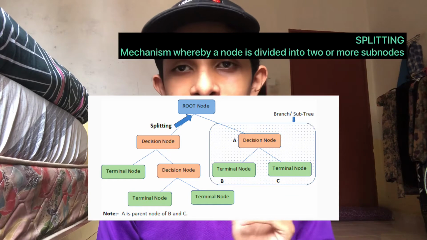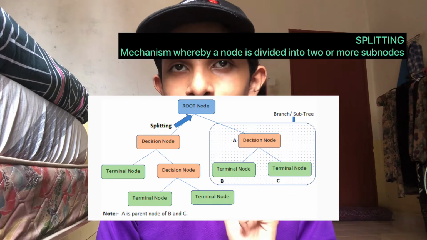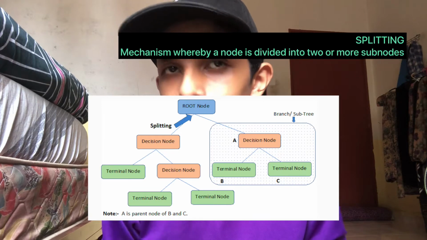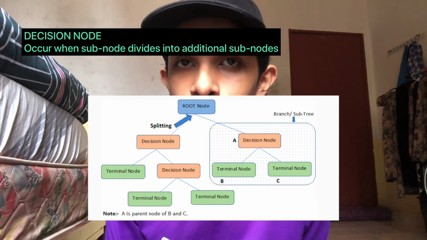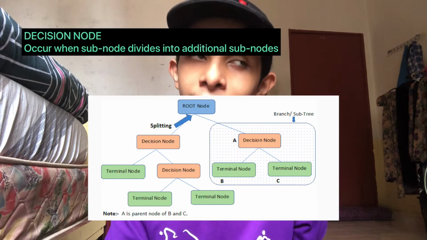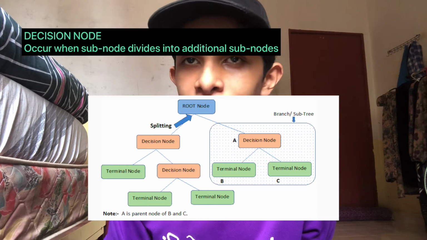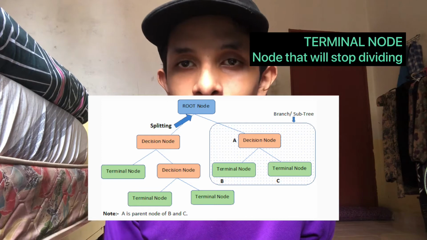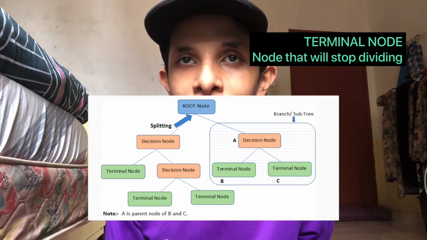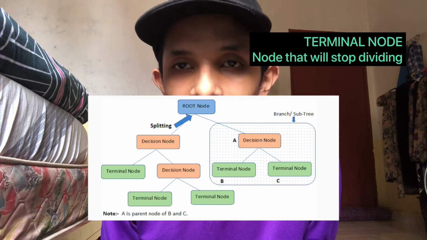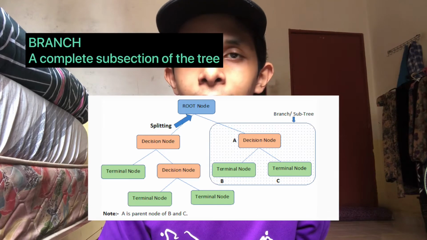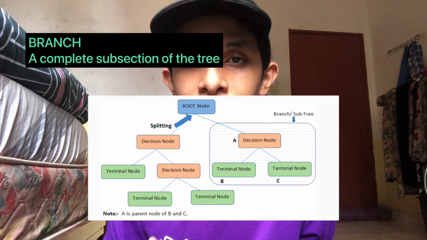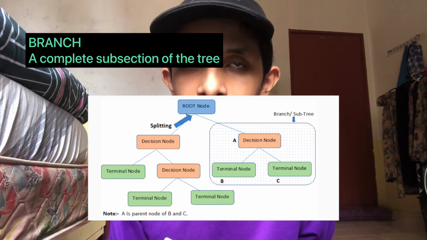And then secondly is splitting. Splitting is a process whereby a node is divided into two or more subnodes. Then a decision node occurs when a subnode divides into additional subnodes. Then there is the terminal node. A terminal node is a node that stops dividing. And then we also have branch. A branch is a complete subsection of the tree.